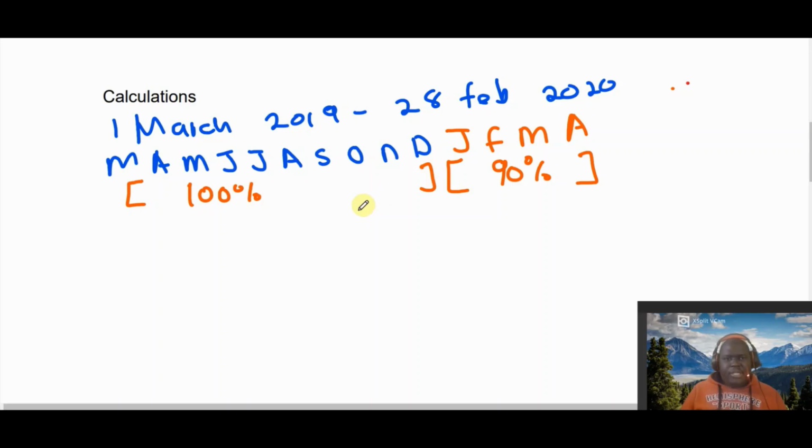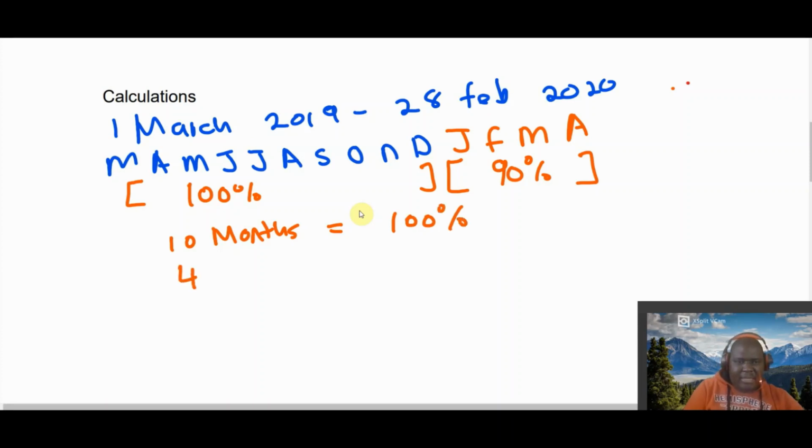So in a nutshell, what we were saying is that in the period of 10 months, these people were only paying rent at 100%. This was before the reduction took place. So what we're saying in a nutshell is that for 10 months we paid rent at 100%, and then for 4 months we paid rent at 90%, because remember there was a reduction that took place.